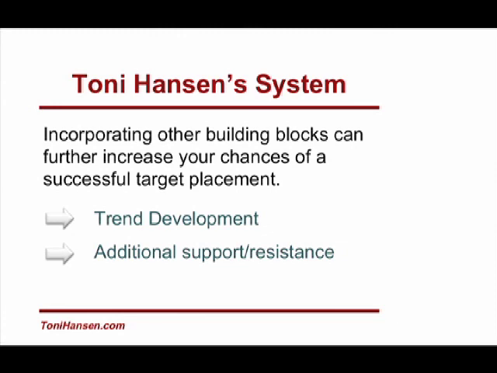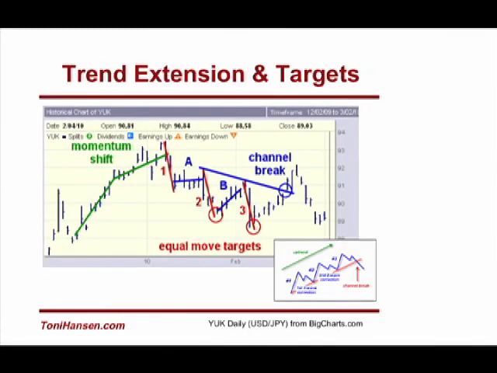So with trend development, here's an example from the last class I taught where we were looking at the dollar-yen, which is the YUK when we're looking at the options. And we're seeing, of course, another example of this momentum shift here. I'm going to change my tool so we can see this a little bit better. So we've got a momentum shift forming.